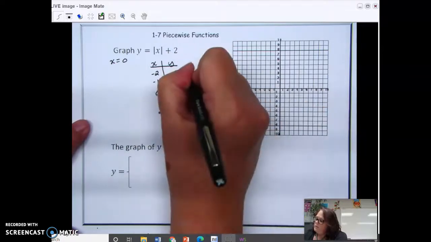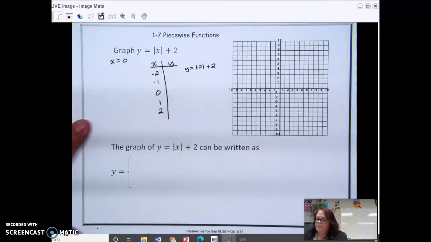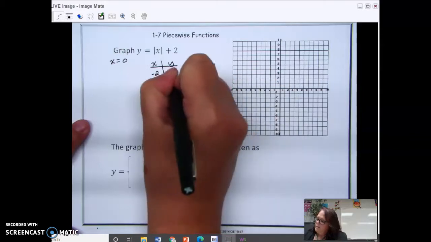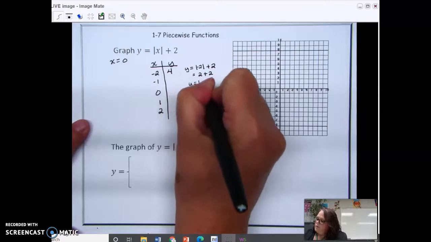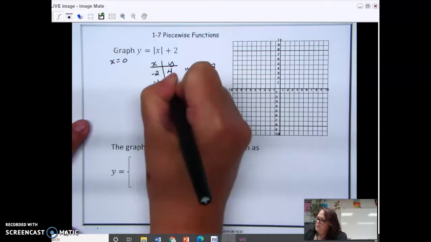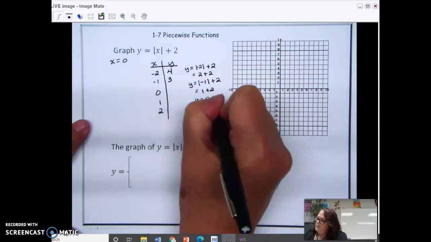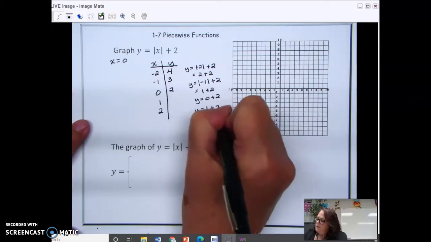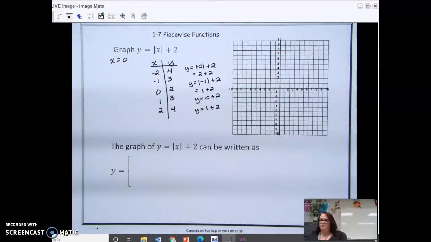So if I substitute, that means y is equal to the absolute value of -2 plus 2. And so the absolute value always returns a positive answer. So that means y is equal to 4. If I substitute -1, absolute value of -1 is 1. 1 plus 2 makes 3. If I plug in 0, we get 0 plus 2, which is 2. If we plug in 1, we get 1 plus 2, which is 3. And so hopefully you see a pattern, and we get 4 for the last one.